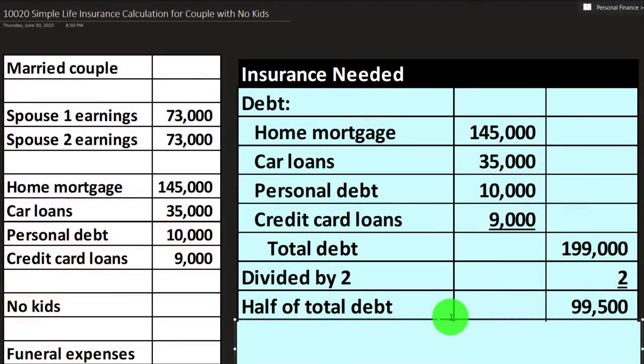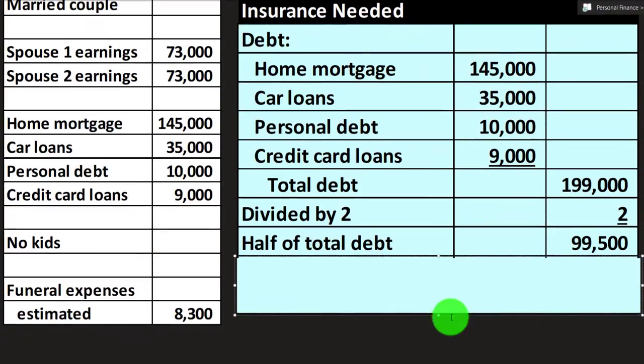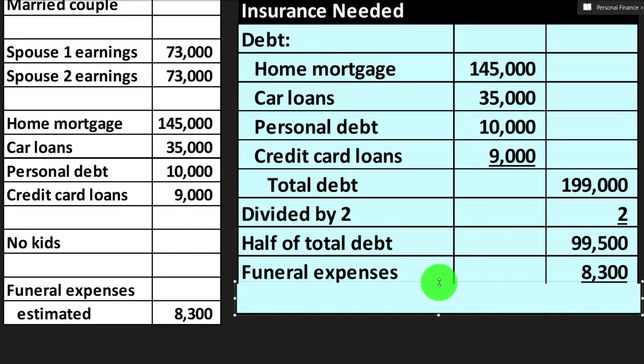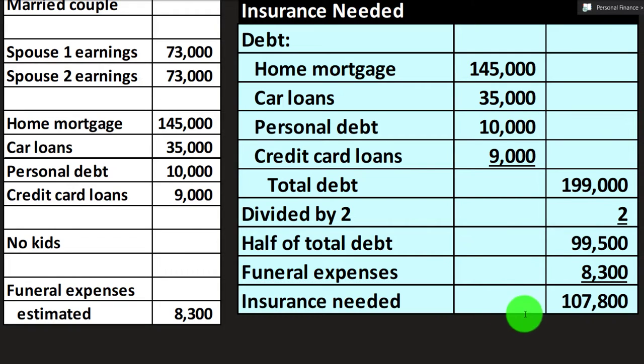That's what basically we're responsible for here. And then we're going to say that we also have our funeral expenses, that if we're going to tack on the funeral expenses that are going to be needed if we were to die, would be the $8,300. So the $99,500 plus the $8,300 would be the $107,800.